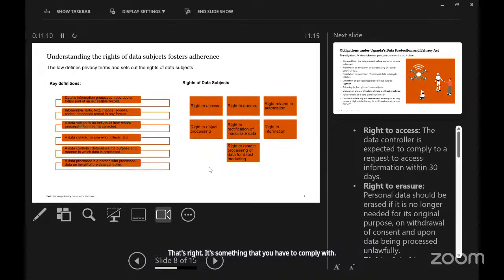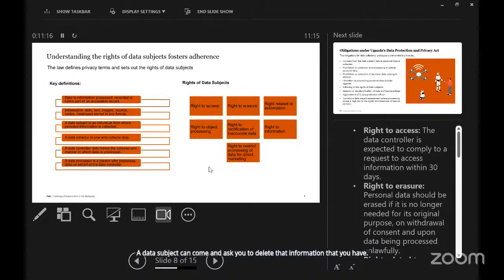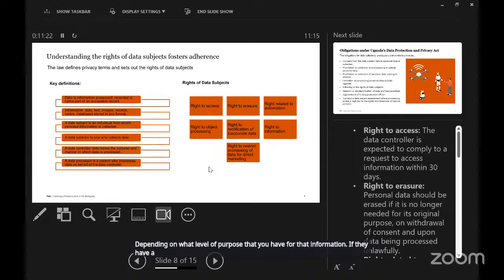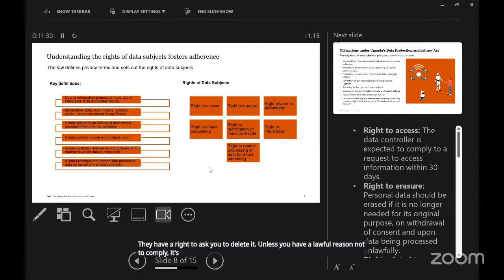The other right is the right to erasure. A data subject can come and ask you to delete that information that you have, depending on what level of purpose you have for that information. If they have a reason as to why you should no longer hold that information, they have a right to ask you to delete it. And unless you have a lawful reason not to comply, it's important that you go ahead and comply.